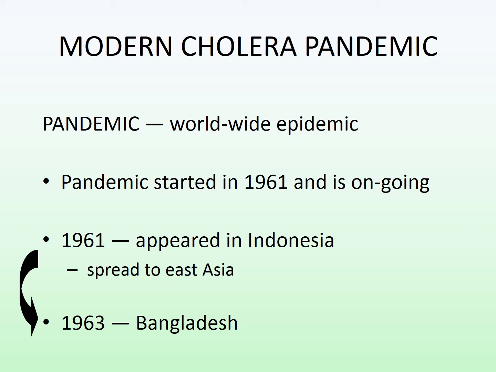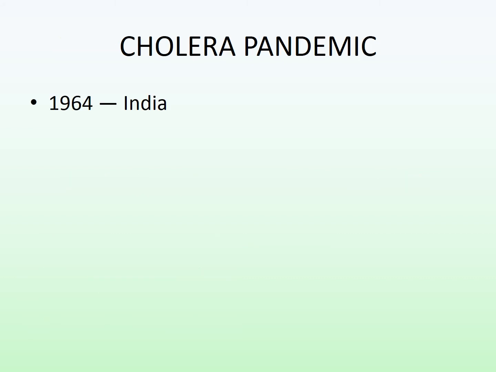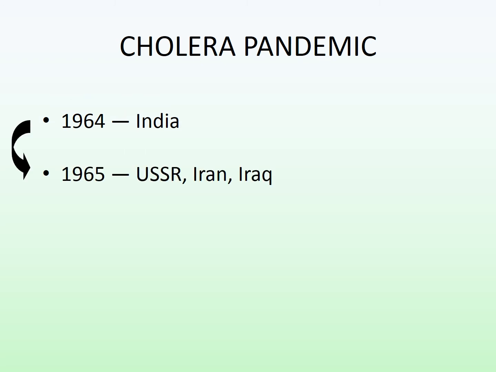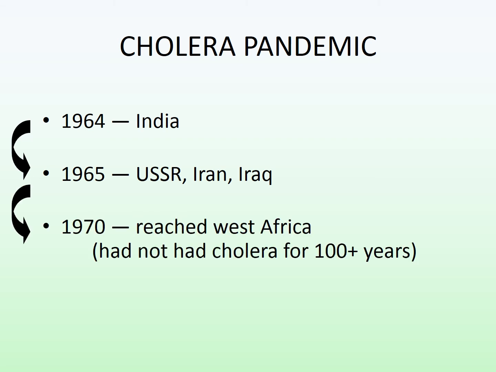And we can track this cholera pandemic as it continued to spread. It spread from Bangladesh in 1963 to India in 1964, and then further west in 1965 to the USSR, Iran, and Iraq. By 1970, the cholera pandemic, because it's worldwide, had reached West Africa, and it was found in places in Africa that it had not been seen for over 100 years. So it was spreading.